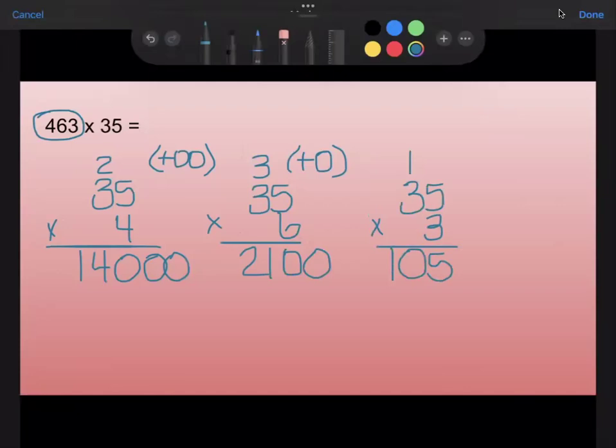So I can put this 0, 0, 1, 2 right here, and this 5, 0, 1 here. Add those together. I get 5, 0, 2, 6, and 1. So final answer here would be 16,205.